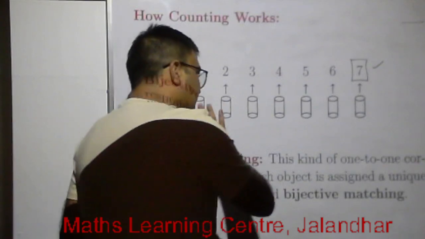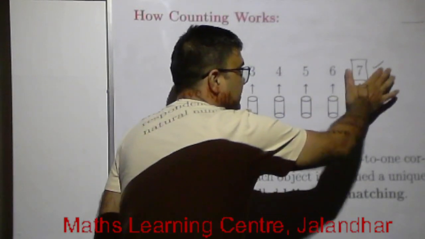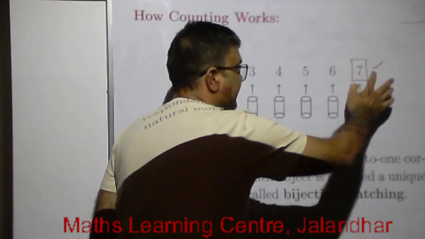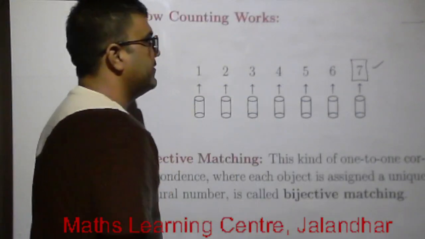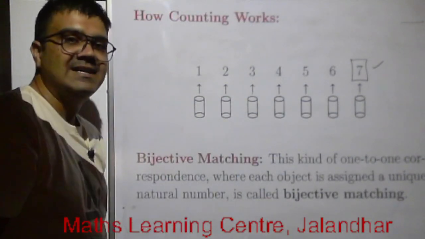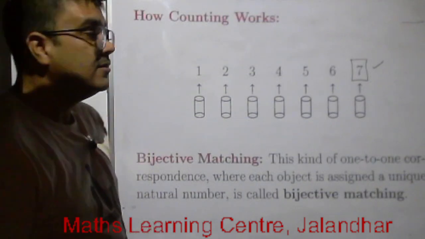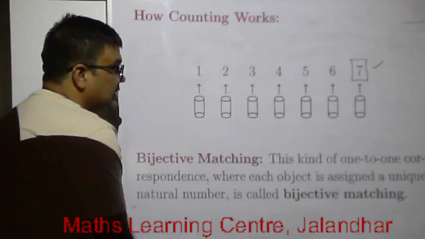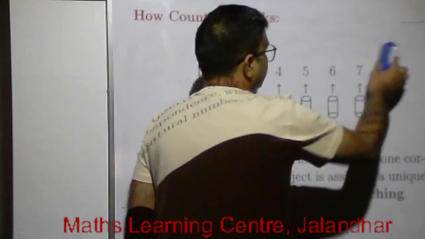And when I have assigned the natural numbers in this way, the last number I have assigned over here is 7, and I am saying there are a total of 7 jars. So this kind of matching is called bijective matching, and this is how counting works. Whenever we are counting, we are using this technique.